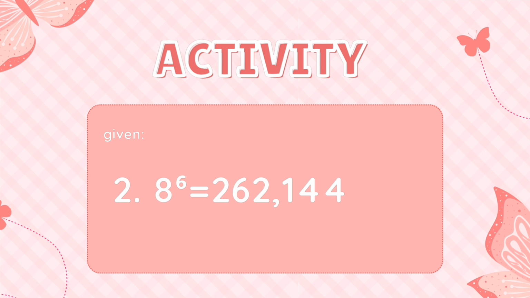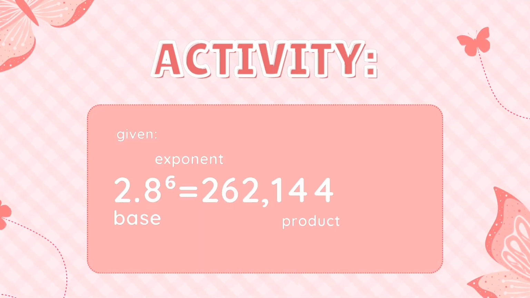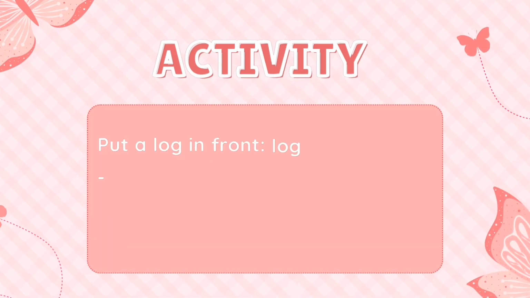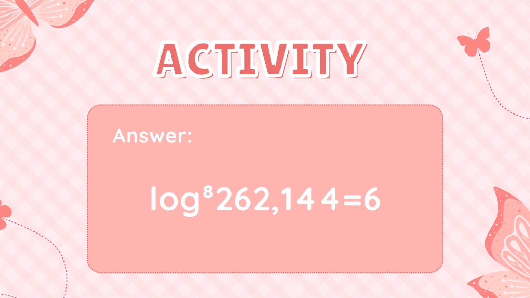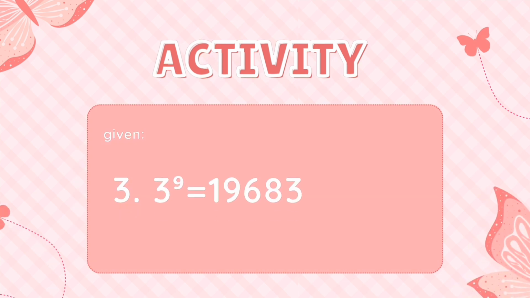Number 2. The given equation is 8 to the power of 6 equals 262,144, where the base is 8 and the exponent is 6. And here are the steps that we need to follow. Put a log in front, and the base is 8. Enter the product, put an equal sign, then add the exponent. So the answer is log base 8 of 262,144 equals 6.